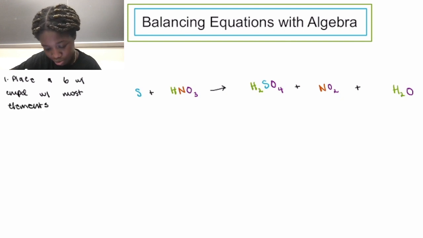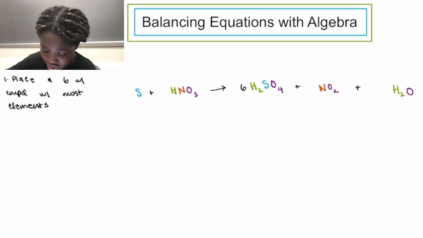So right now we have two options. We have HNO3 or H2SO4. One good way to pick between the two is you want to go with the compound that looks the most complicated, and between these two, that is H2SO4, so I'll place a 6 in front of it.